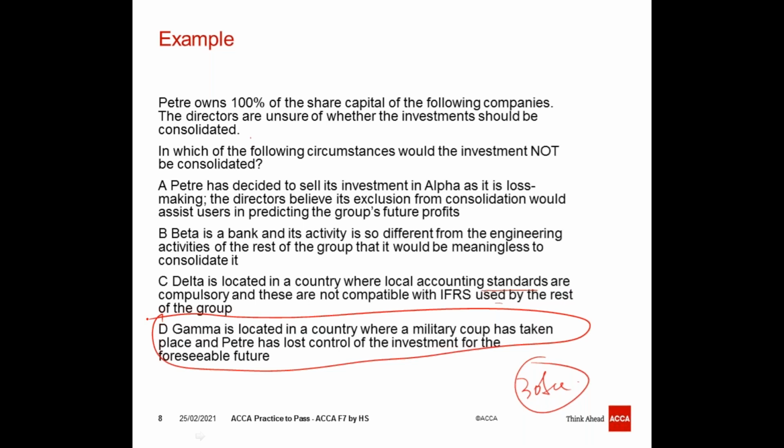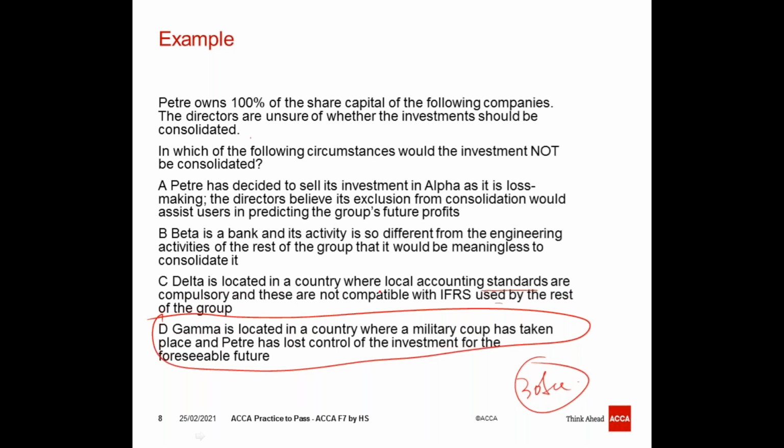So D is the only situation in which you will get the exemption from the consolidation. Otherwise, in all 3 cases, you need to perform the consolidation. So it is actually the control which is important in this whole scenario.